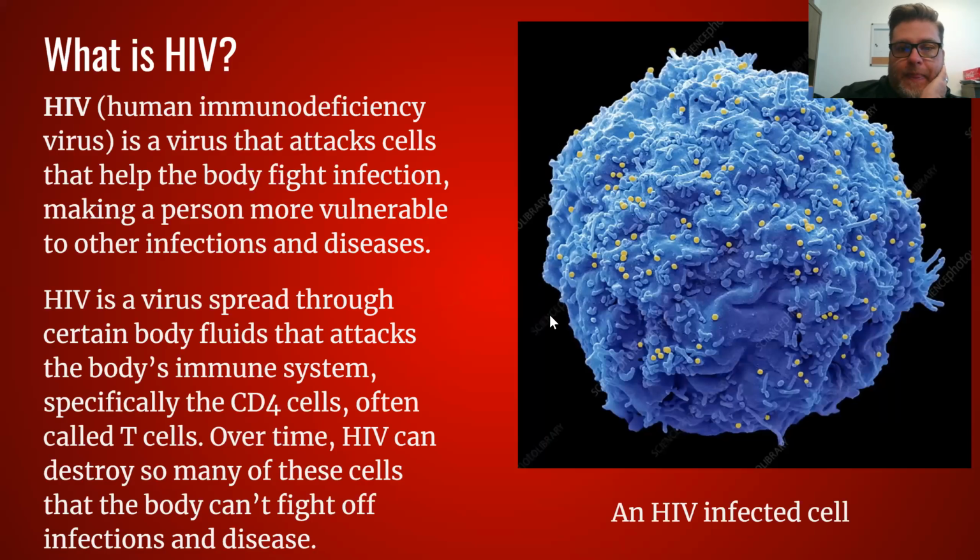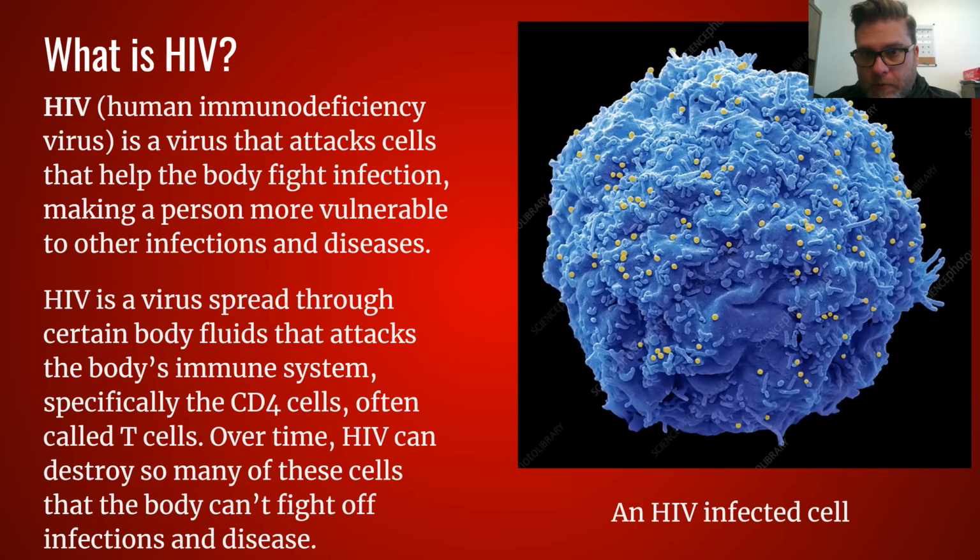AIDS and HIV. What is HIV? HIV is human immunodeficiency virus. It attacks the cells that help the body fight off infection. So basically, it attacks the cells that help you stay healthy. Those lymphocytes, the CD4 cells, start fighting off infection. Well, with AIDS or HIV, it attacks and destroys those. So now your body is able to become infected by all sorts of different things.